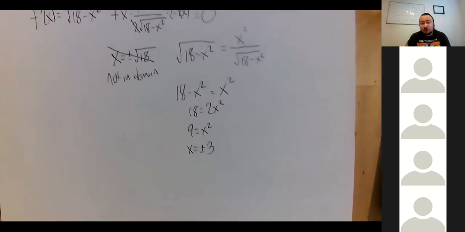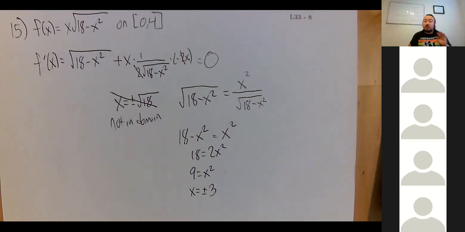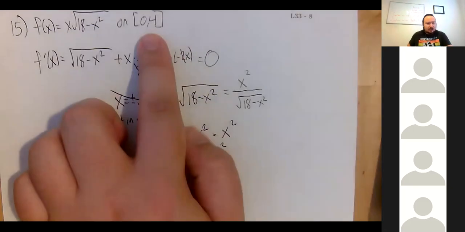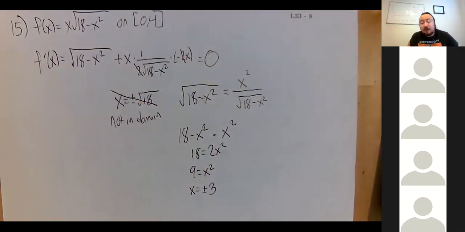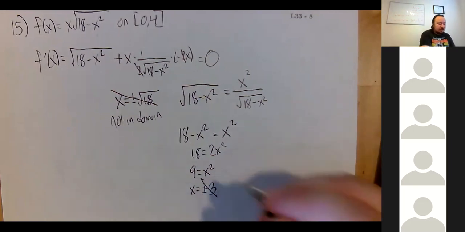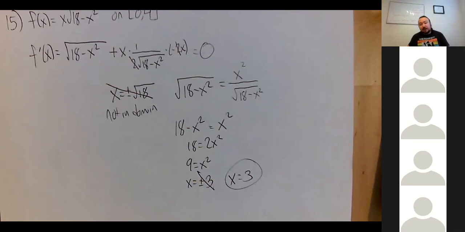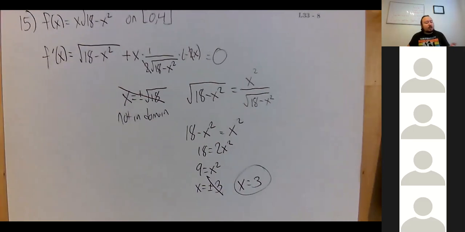So these will also be critical points for this function in general. But again, we need to make sure that plus or minus 3 will be in the domain. And while 3 is certainly going to be in between 0 and 4, negative 3 or any negative number won't be in there. So we really don't care about that. We're just going to have x equals 3 as a point. That's the only critical point that we got that we're actually going to test.